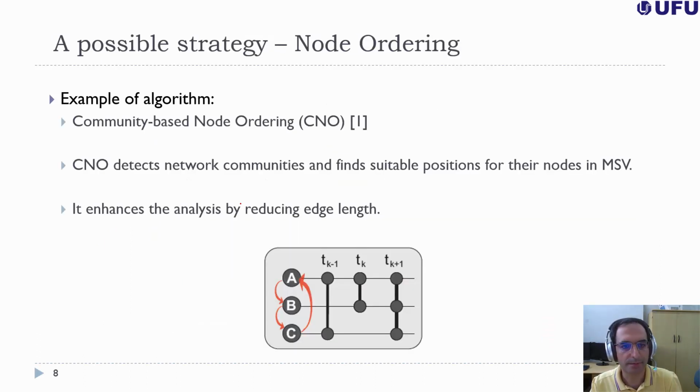To deal with the visual clutter, we can use different strategies. The first one is node order, which means that we can change the order of the nodes in the MSV layout. It enhances the analysis by reducing the edge lengths. When we reduce the edge lengths, as a consequence, we also reduce the visual clutter. We use in this work the algorithm Community-based Node Ordering, CNO. CNO detects network communities and finds suitable positions for the nodes in the MSV. So we use this algorithm to reduce the clutter as our first strategy.